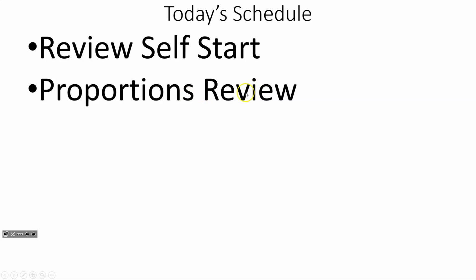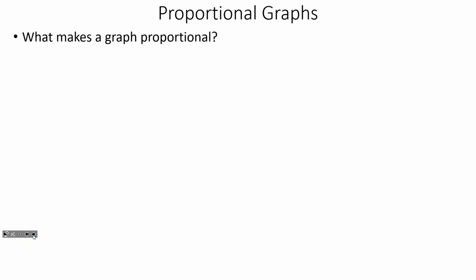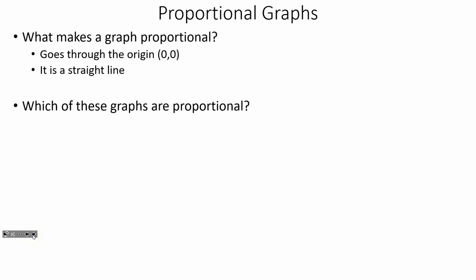So all we're doing is a quick review of proportions. The first thing is, what makes a graph proportional? Hopefully you remember that it must go through the origin, which is 0, 0, and it's a straight line. So which of these graphs would match those criteria?